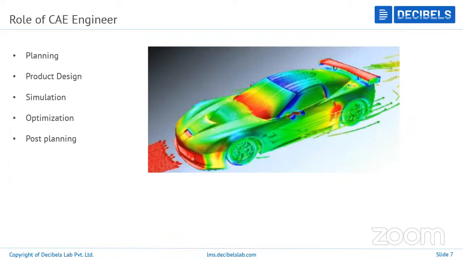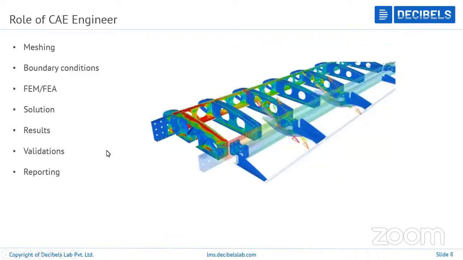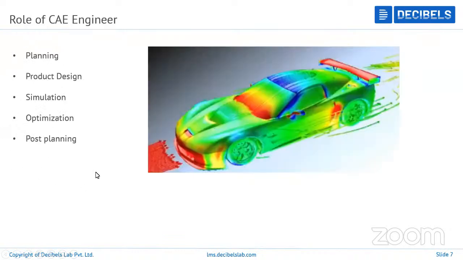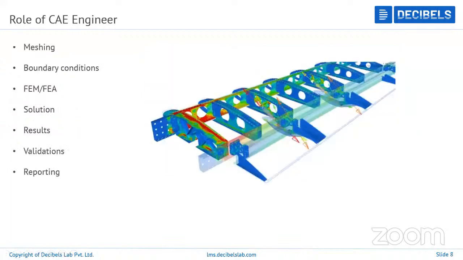Next is post planning. What does post planning mean? After we get some results, we have to deliver those results in such a way that shows where the stress regions are, what the deflection values are, or what the deformation shape of the component is. All these things come under post planning. Next, this is the role of a CAE engineer, but what work is he going to do in any industry?